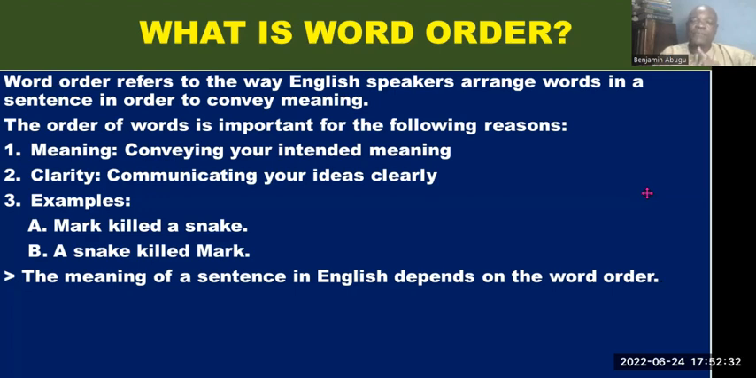In sentence B, a snake is the subject, and by the way, the subject is the doer of the action expressed by the verb. A snake in sentence B is the subject, killed is the verb, and Mark is the object, the receiver of the action. So that is exactly what word order does. When you change the word order in a sentence, you change the meaning. So it means that using the appropriate word order enables you to communicate your intended meaning.